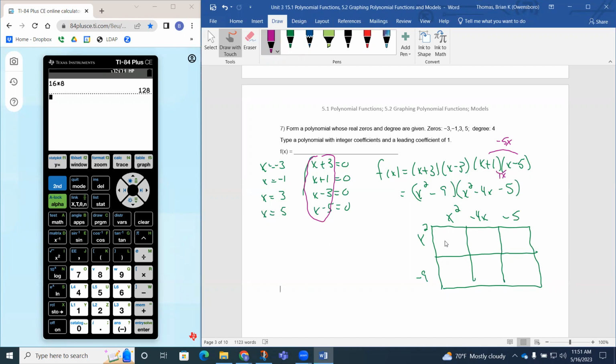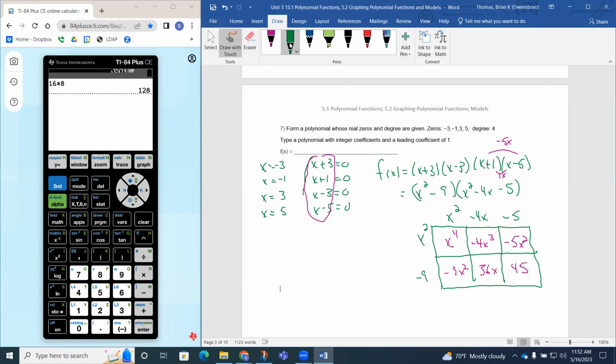So x squared times x squared, remember, just add the exponents, that'd be x to the 4th. X squared times -4x would be -4x cubed, with those 3 x's there. X squared times -5 would be -5x squared. Then the -9 times x squared would be -9x squared. And then -9 times -4x would be a positive 36x. And then -9 times -5 would be a positive 45.